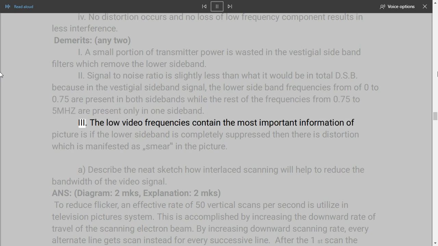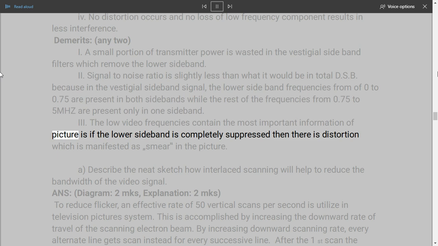3. The low video frequencies contain the most important information of the picture. If the lower sideband is completely suppressed, then there is distortion, which is manifested as smear in the picture.